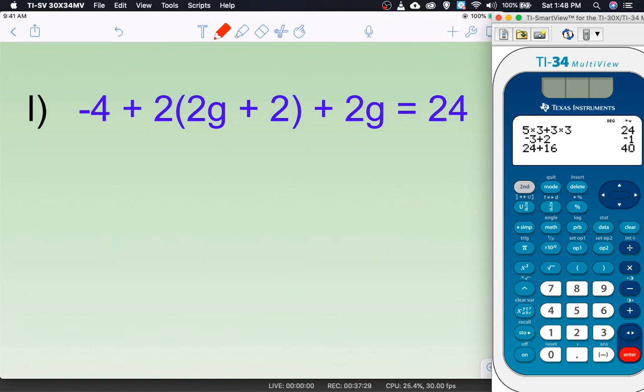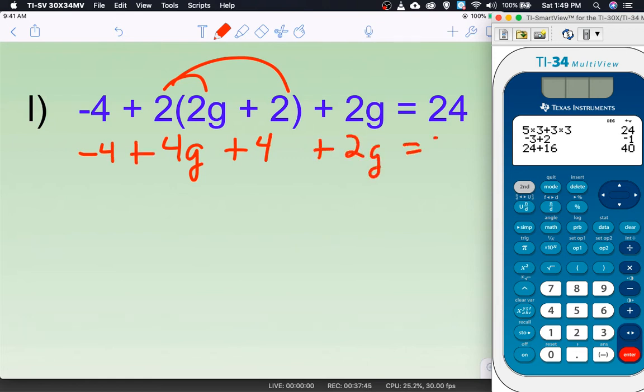All right, step 1, distribute. Got to get rid of those parentheses. This gives us a 4g plus 4. I'm going to write down the rest of the problem. So negative 4 plus 2g equals 24.